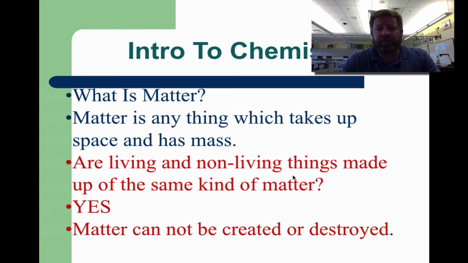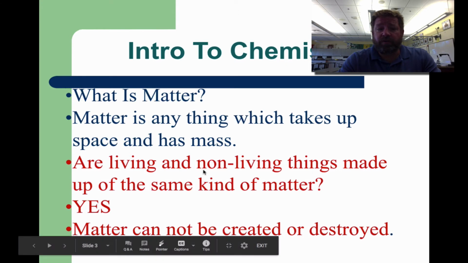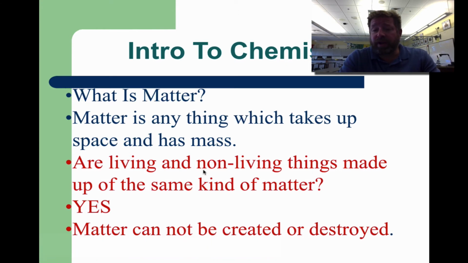So living things and non-living things are made of the same kind of matter. That is a true statement. So, for example, I have carbon, oxygen, hydrogen, and nitrogen in me, which makes about 96% of my body. That matter is the same. That's the same stuff that's found in rocks and inanimate objects. So living and non-living things have the same kind of matter. The other thing with matter, you can't create it or destroy it. It can only be recycled or reused through an environment.